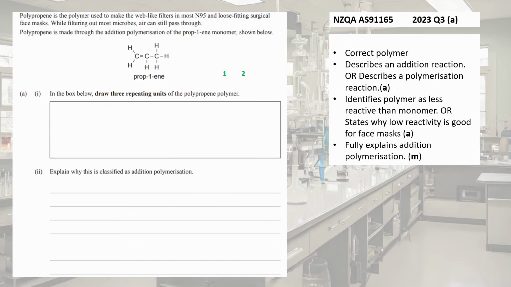Okay, let's look at the 2023 paper. We can see here that we have 2 molecules and they want us to distinguish between the different products of these 2 reactions using bromine water. So we're going to describe how we would carry out the reaction here.